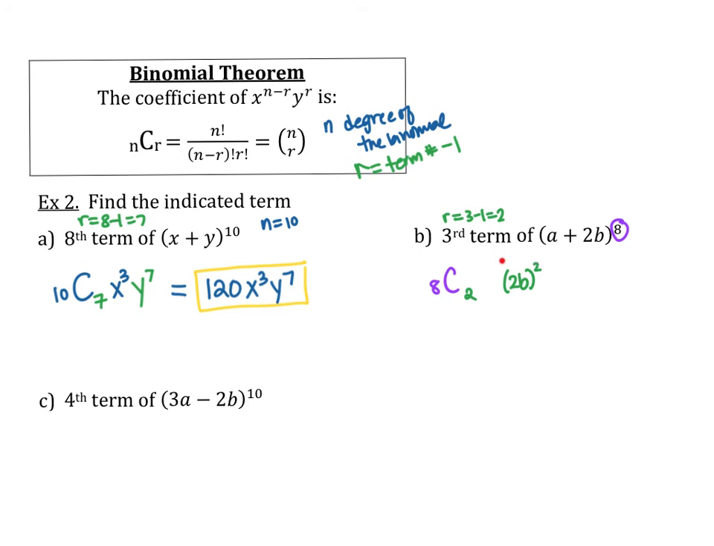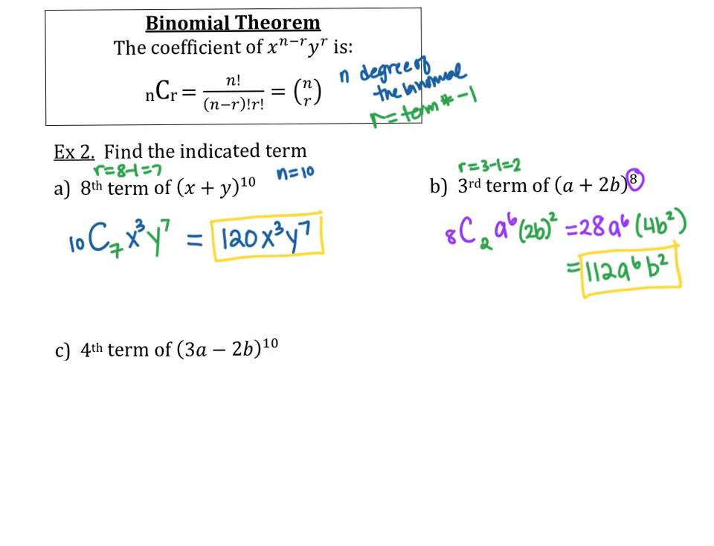Now this degree plus this degree must equal 8, so it must be a to the 6th. Or I could do 8 minus r, which gives me 6. Let me put 8 choose 2 in my calculator. I get 28. Then I'm going to simplify this a little bit because that's a to the 6th, and if I do (2b) to the 2nd, I get 4b to the 2nd. So 28 times 4 is 112, a to the 6th, b to the 2nd. That would be the 3rd term of the expansion. I don't know what the other terms are, but that's what the 3rd term is.